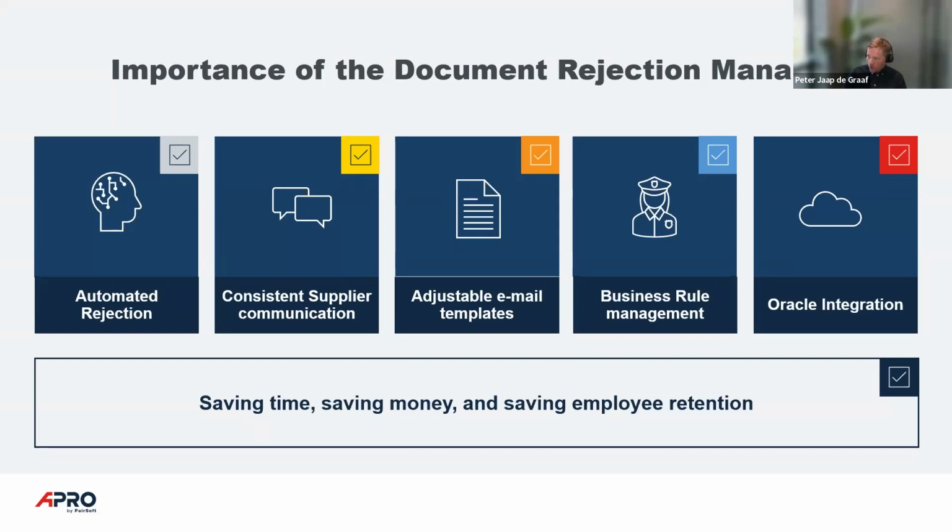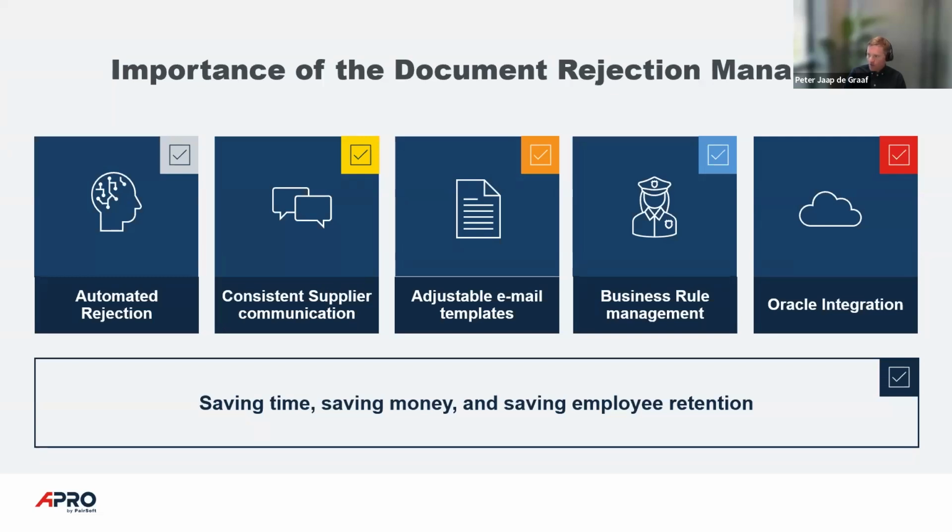What you can also do within our DRM is group rules. Maybe for different business units you have different rules, or for a group of suppliers you would like a different exception ruling. That is also possible within APRO.